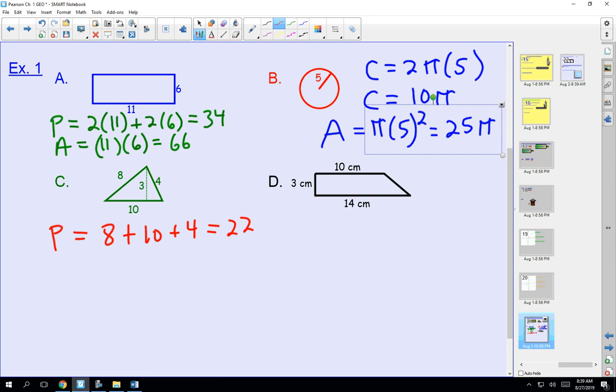All right, so perimeter is 22. Area of this triangle is just base times height divided by 2. So base would be 10. Height would be that 3 in there. And then divide that by 2. So 10 times 3 is 30, divided by 2 is 15.